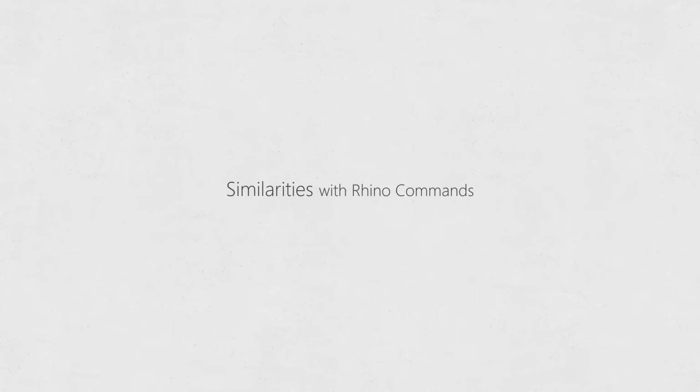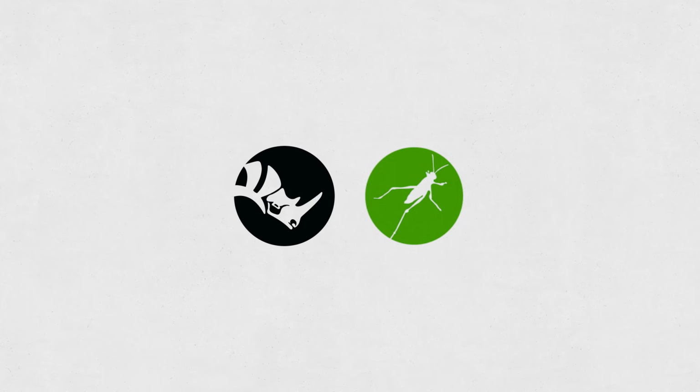Okay, so one of the big questions that pops up when people start with Grasshopper is, do I have to learn everything from scratch? And the truth is, no, not really. Most of the commands that we use in Rhino, line, circle, move, extrude, loft, scale, they're all right here too. But instead of just running them once and being done, they're available as components.